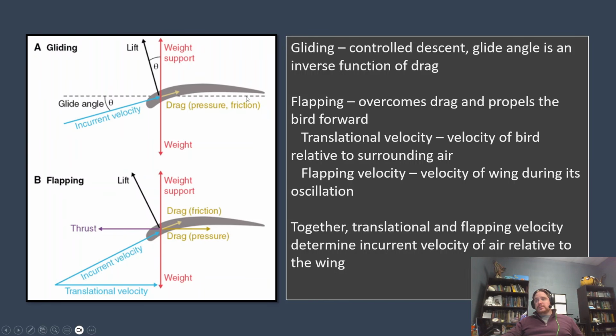This is the angle I'm talking about here, relative to horizontal, to a surface or to free stream velocity. Here's drag, and drag is what's causing the bird to descend, and that descent angle is this angle right here. That's the glide angle, which is an inverse function of the drag.